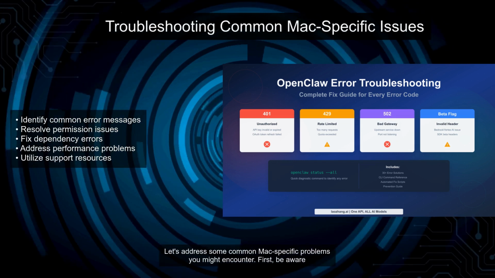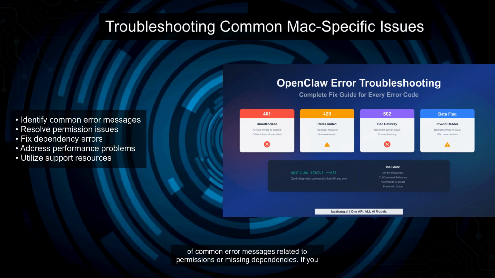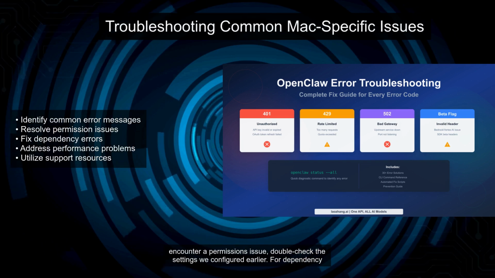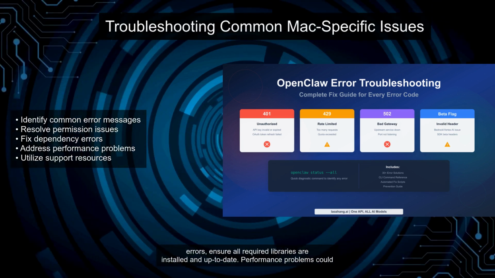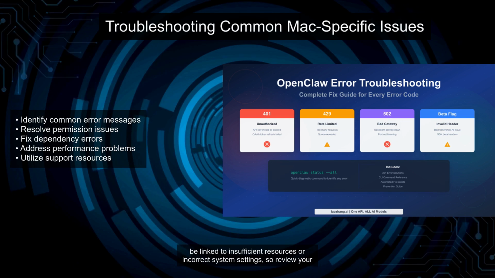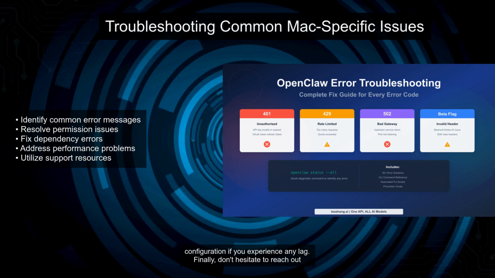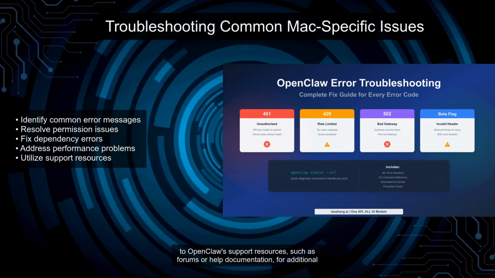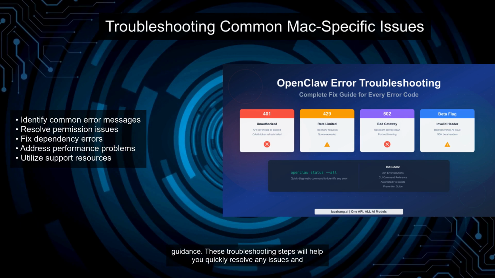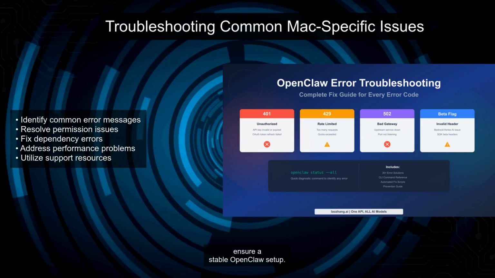Sometimes, despite our best efforts, issues can arise during or after installation. Let's address some common Mac-specific problems you might encounter. First, be aware of common error messages related to permissions or missing dependencies. If you encounter a permissions issue, double-check the settings we configured earlier. For dependency errors, ensure all required libraries are installed and up to date. Performance problems could be linked to insufficient resources or incorrect system settings, so review your configuration if you experience any lag. Finally, don't hesitate to reach out to OpenClaw's support resources, such as forums or help documentation, for additional guidance. These troubleshooting steps will help you quickly resolve any issues and ensure a stable OpenClaw setup.